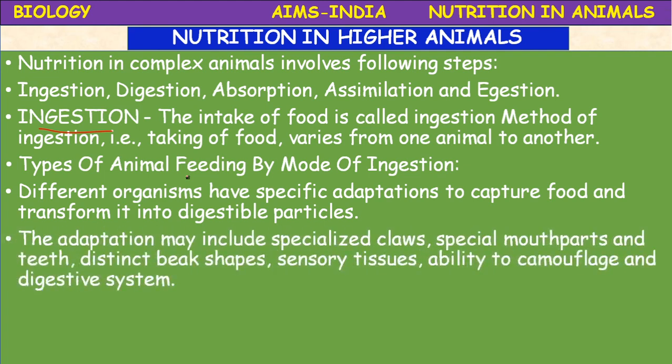The adaptation may include specialized claws, specialized mouth parts, teeth, a distinct beak and the shape of the beak, sensory tissues, and the ability to camouflage, which means mimicry. They immerse themselves or mingle with the surroundings, matching the color of the animal. And the type of digestive system they possess.